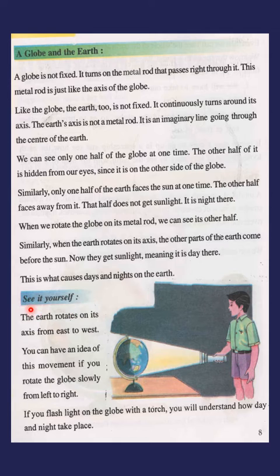See it yourself. The Earth rotates on its axis from west to east. You can have an idea of this movement if you rotate the globe slowly from left to right. If you flash light on the globe with a torch, you will understand how day and night take place. Children, you can understand this by the picture and do it by yourself at home.